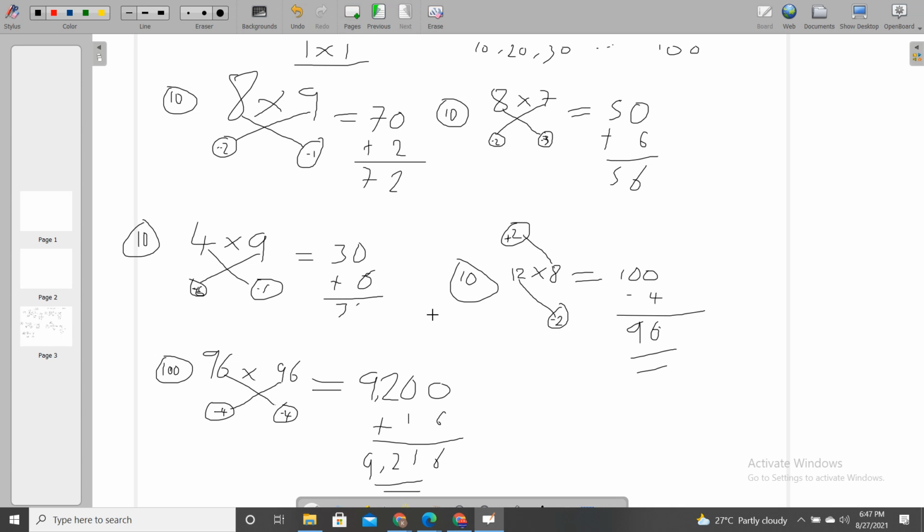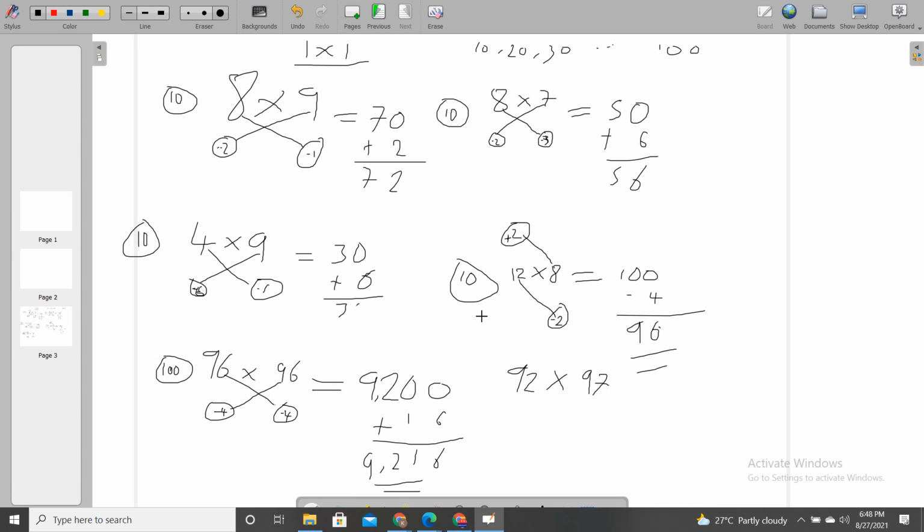Okay. It's not difficult. It's very simple. Let's try the last one. Then you can do something on your own and let's see. So now I'm going to pick another number like 92 times 97.